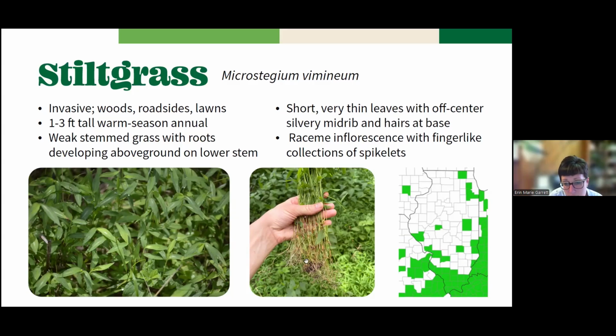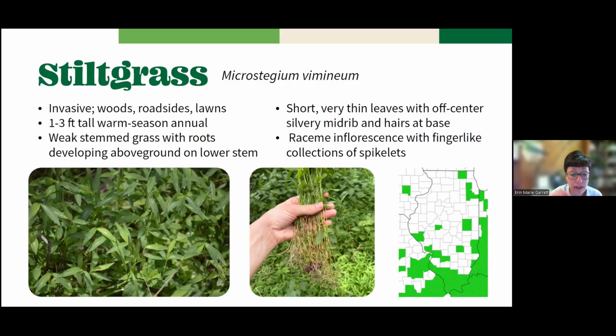Kind of hard to see in this photo, but if you did rip out a bunch, which I encourage you to do, you should see some roots that are above on the stem, the lower stem too. Okay, we look for very short, thin leaves, not in how broad they are, but how thin the actual leaf is. So it's another weak leaf, I would describe it as. And it has an off-center silvery midrib, silvery to translucent midrib. And that's kind of the main characteristic that we use to identify stiltgrass.